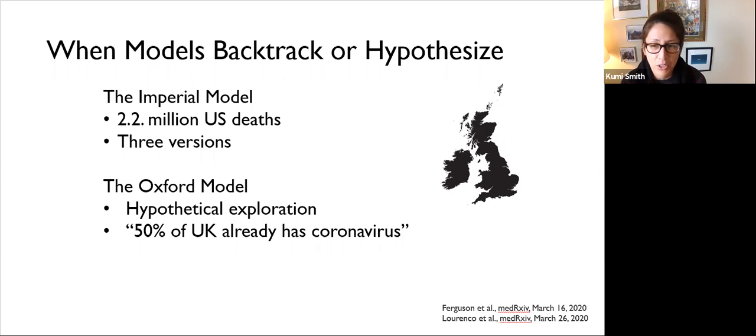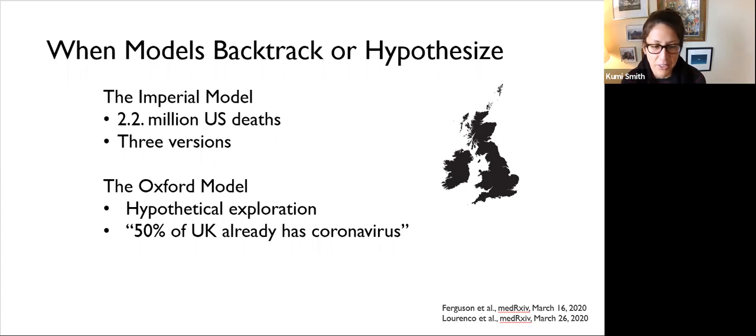There's a situation in the UK where we have seen the same version of the model backtrack. So it reverses what it originally said. That's the Imperial model. There's another model, the Oxford model, which tried to explore different hypotheses. Both cases led to very strong reactions in the media and in the public. So I just wanted to share with you a little bit more about what was going on with these models, in the anticipation that you might get asked about these things yourself.